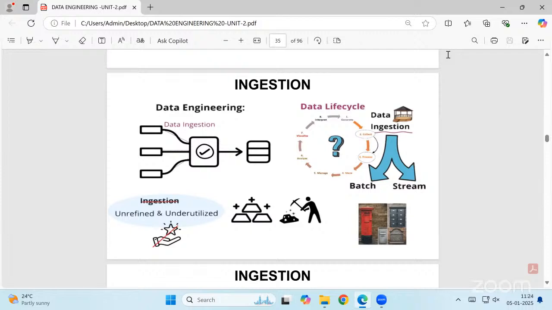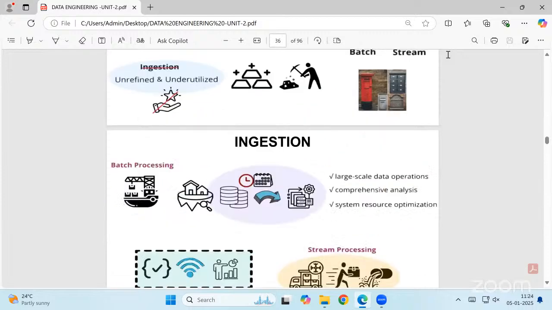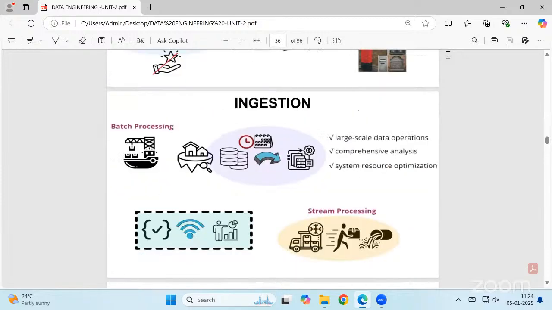So data ingestion is transferring data from where it is generated to the place where it is to be stored. Whether this transmission is done batch-wise or stream-wise is another question. So that is the data ingestion technique. In batch processing, you will have a fixed time frame.